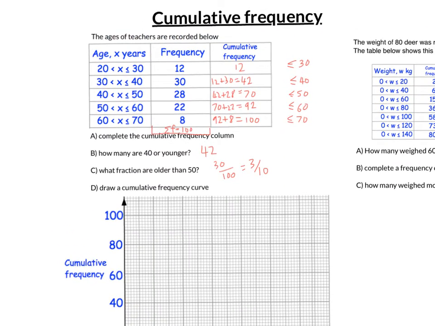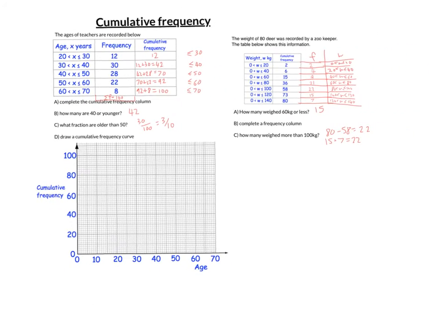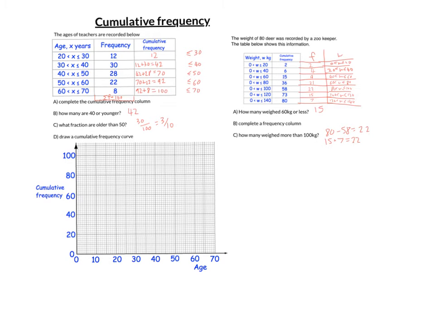And it's part D. We're looking to draw a cumulative frequency curve. The most important thing I can tell you for drawing a cumulative frequency curve is what you're plotting against, what goes on the x-axis against what goes on the y-axis. So you plot the variable, the age, along the bottom, but not just the age in the group. You need to plot the upper limit of the variable, whatever it is, and you plot that against the cumulative frequency, CF for cumulative frequency.